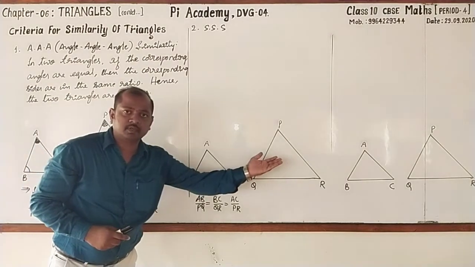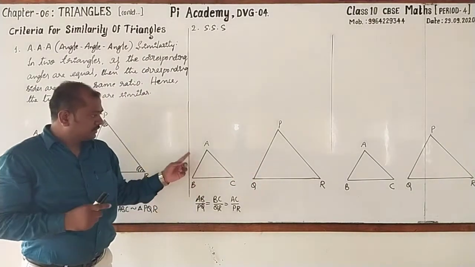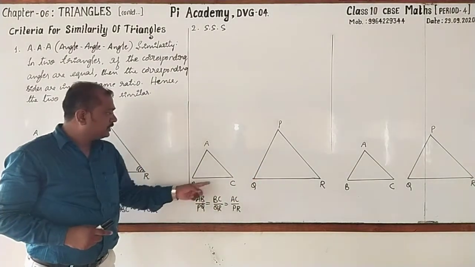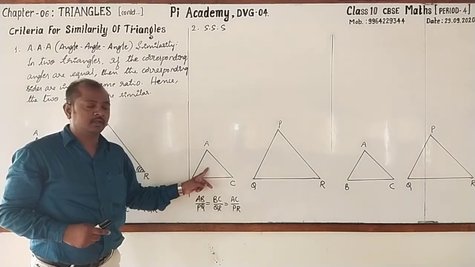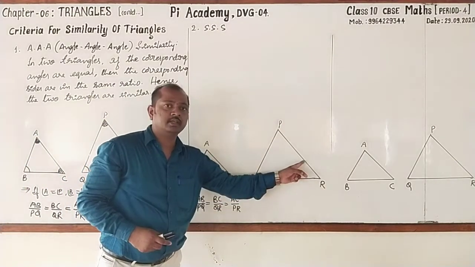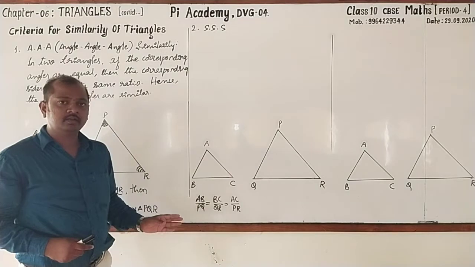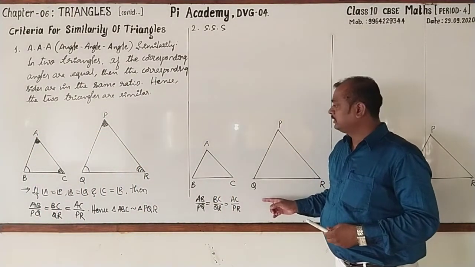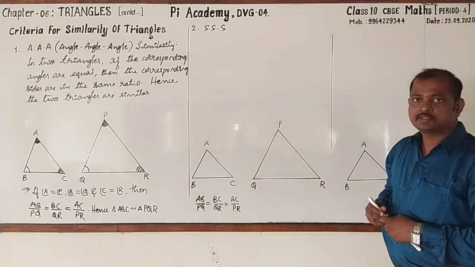Then what is the statement of this? I'll tell you that. In two triangles, if the sides of one triangle are proportional to the sides of another triangle, then the corresponding angles are equal. Hence, the two triangles are similar.